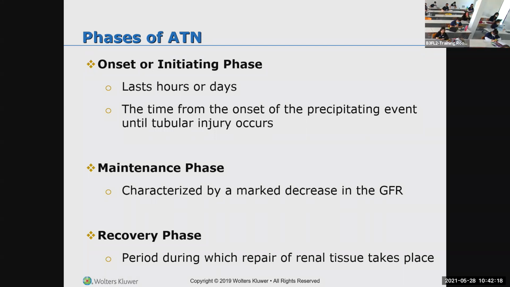On page 1016, there are 4 phases of acute kidney damage, acute kidney injury. Okay.